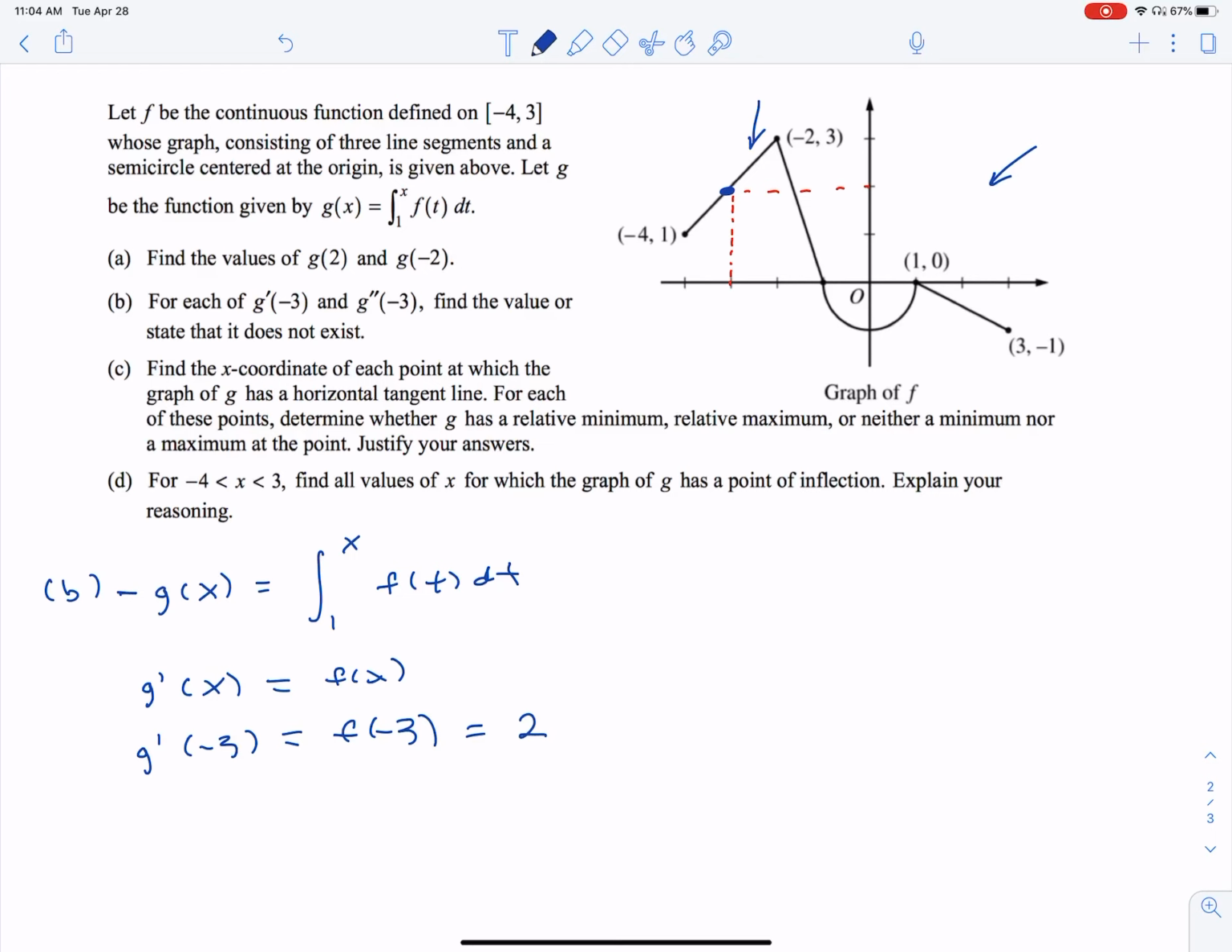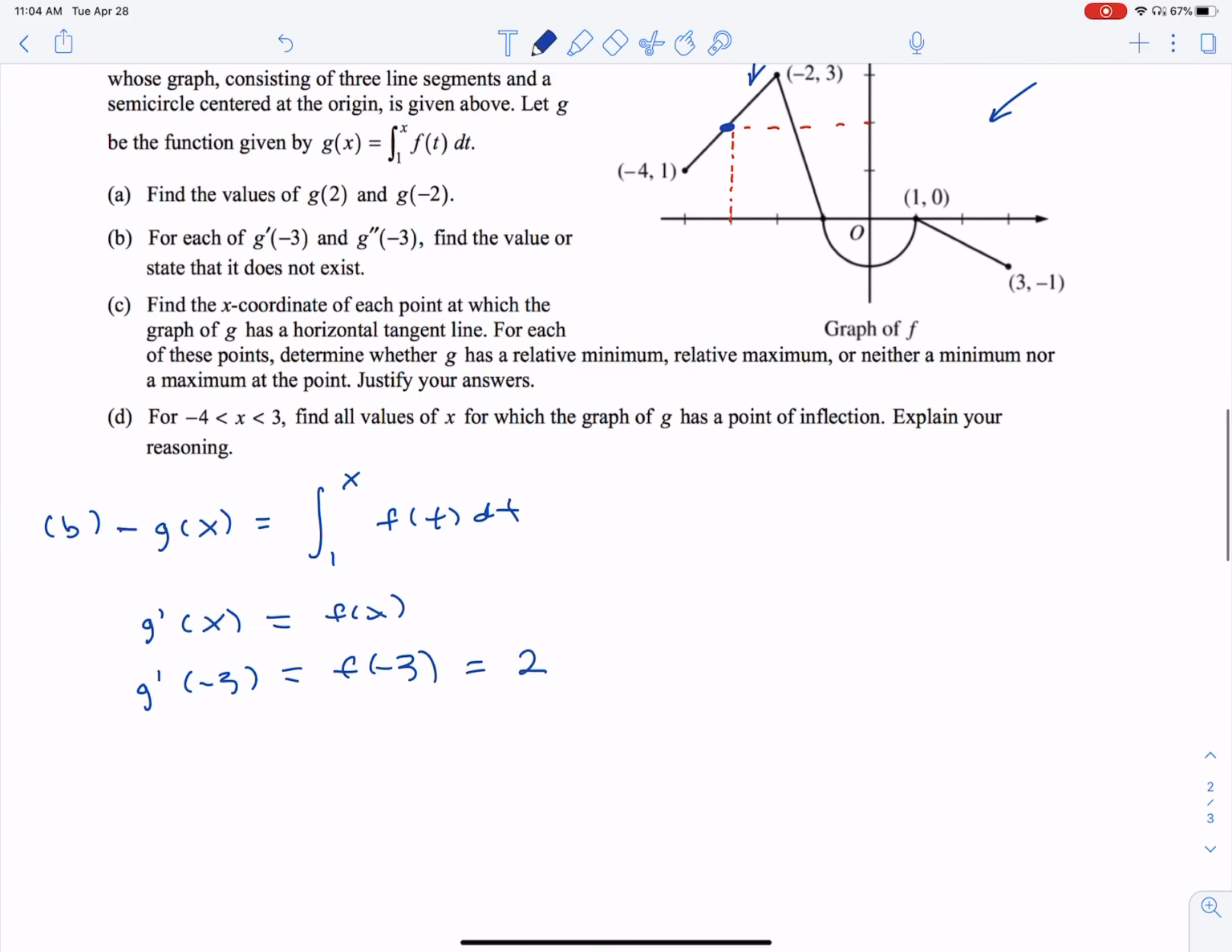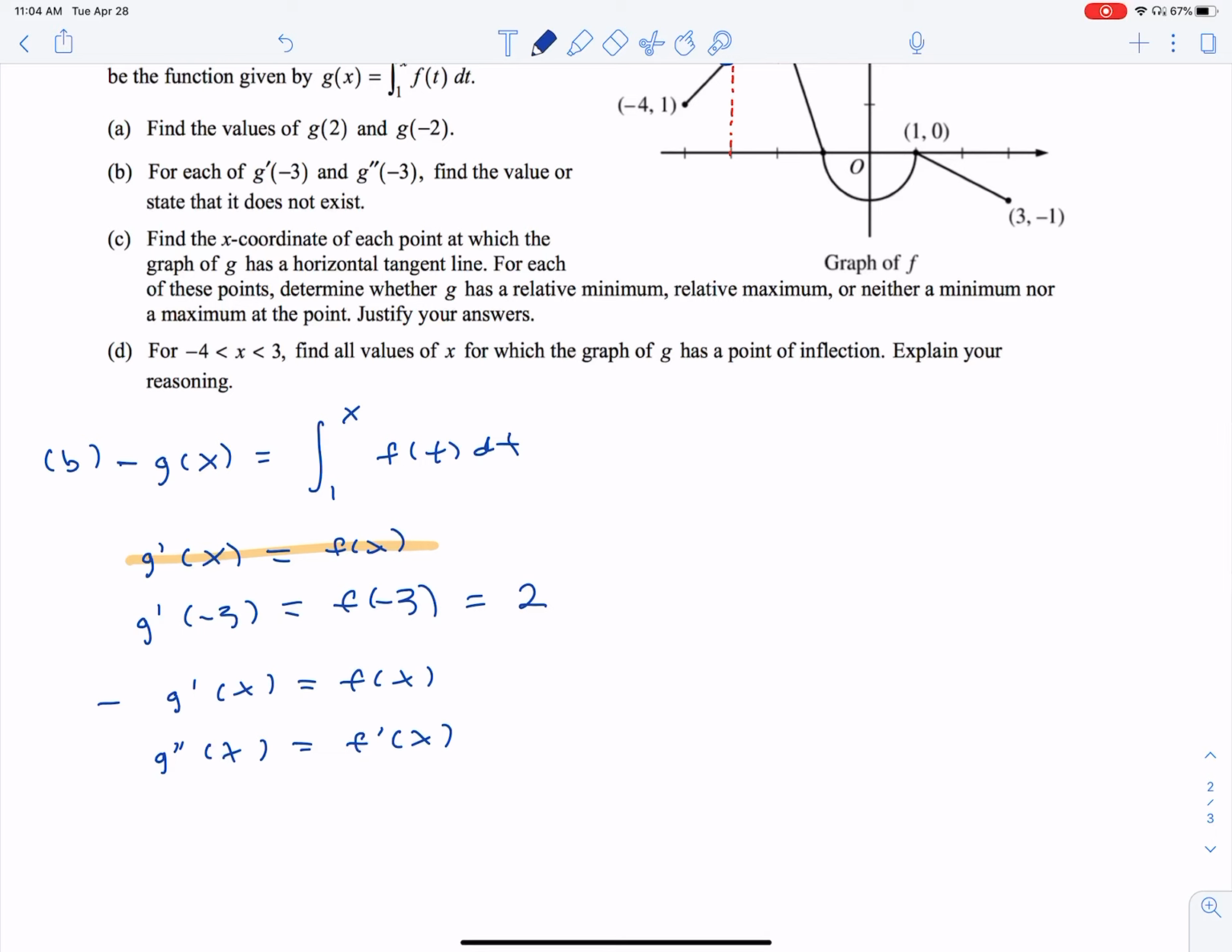Let's go to g double prime because they're asking for g double prime of -3. So first off, since I already know that g prime of x equals f of x, right? I've already stated that here. Then I can say g double prime of x equals f prime of x, right? And so now what do I want to do? I want to evaluate g double prime at -3, which equals f prime of -3.